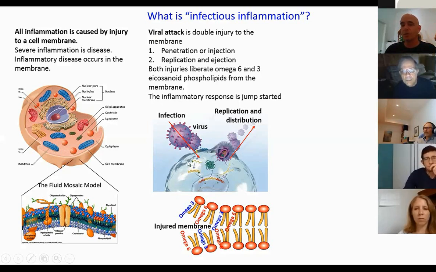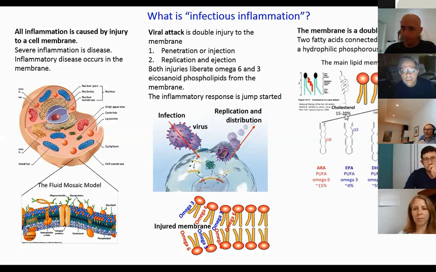And when they injure the surface of the cell, they will liberate omega-6 and omega-3 eicosanoid phospholipids from the membrane. And this is what jumpstarts the inflammatory response. And this is true for any infectious disease. It can be bacteria, it can be a virus.